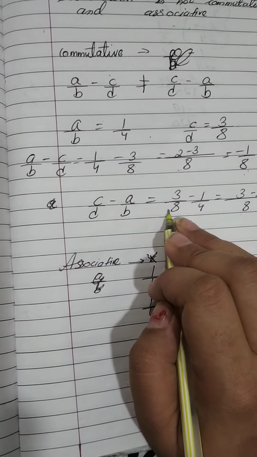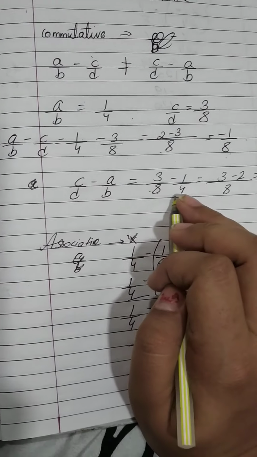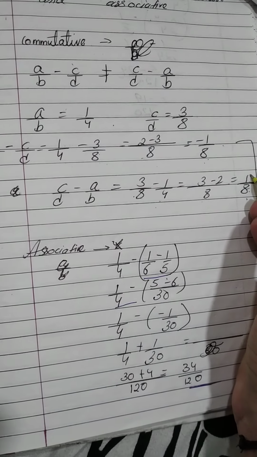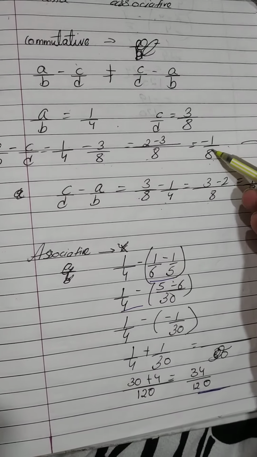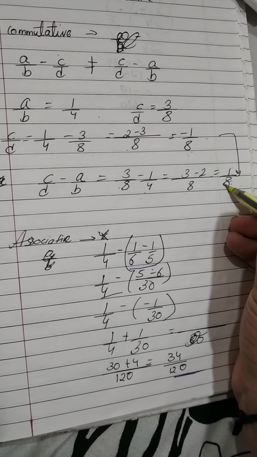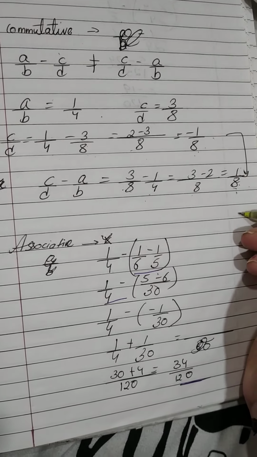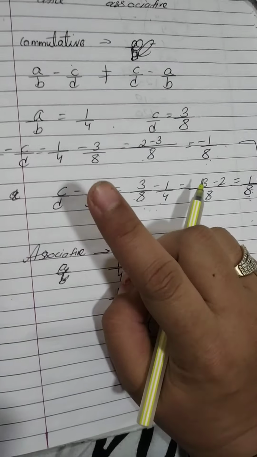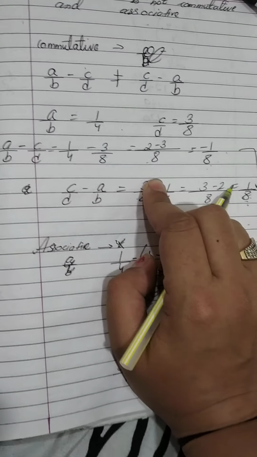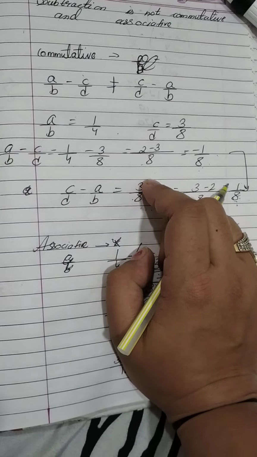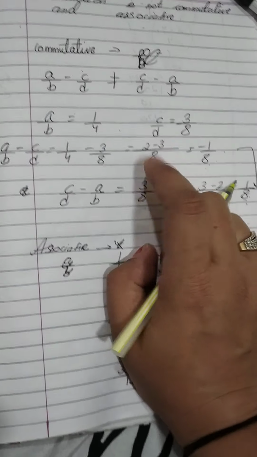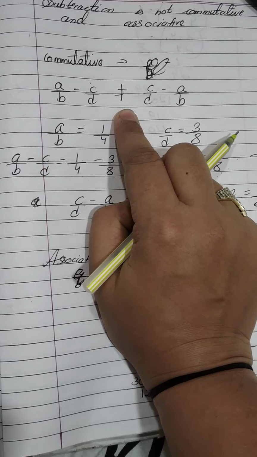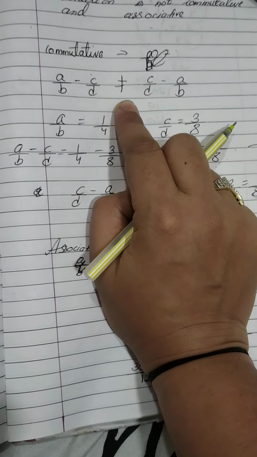Now I have changed the order. I have written 3 upon 8 first, then minus 1 upon 4. Then I have taken the LCM, and on subtracting, I got the answer 1 upon 8. If I see, this is negative, this is positive. Right? So both are different. That means when I have changed the order, the answers are coming different. In addition, it was coming the same on changing the order. But in subtraction, it comes different. Therefore, it is not commutative. When we change the order, the answers are not equal.